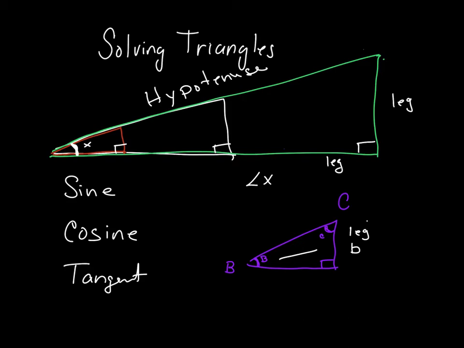Directly across from C would be leg c, and again, this would be lowercase. And let's also give the right angle a letter. We're going to go ahead and call that A, and then the hypotenuse in this case would be a.